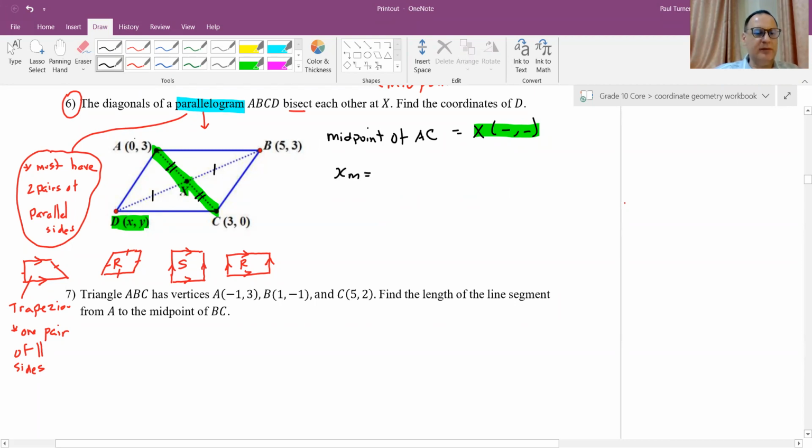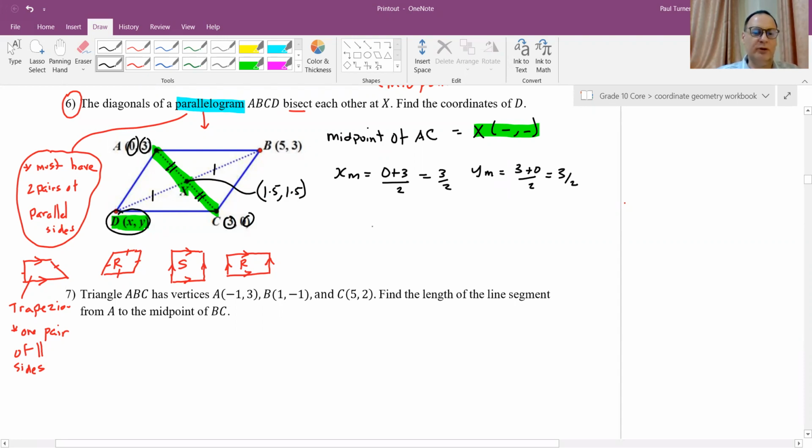So that would be 0 plus 3 divided by 2, okay? So you're going to get 3 on 2. And then for ym, the y coordinate of the midpoint, it would be 3 plus 0 divided by 2 again. So you're going to get 3 on 2, which is 1.5, right? So this point here is 1.5, 1.5.